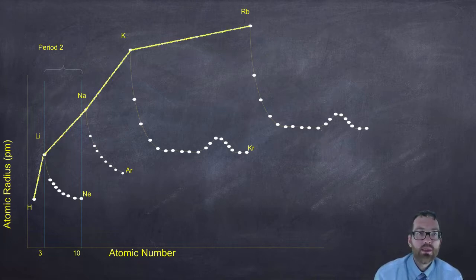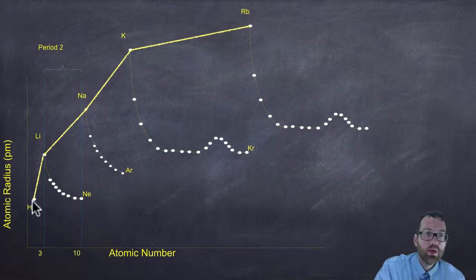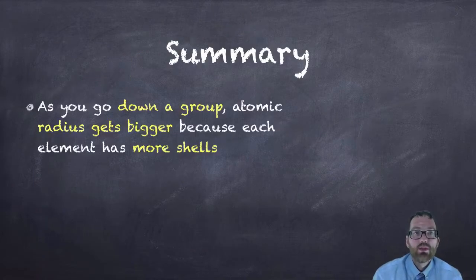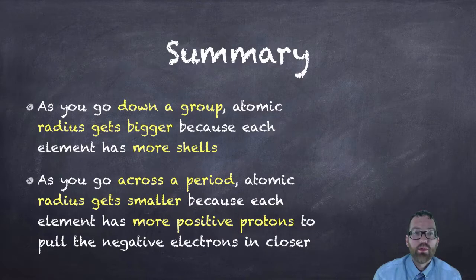Okay, this line I'm tracing here shows us the group trend. So this is group 1. As you can see, as we go down group 1, an increase in atomic number, the atomic radius gets bigger because each element has one extra shell compared to the element before. So remember, as you go down a group, atomic radius gets bigger because each element has more shells. And as you go across a period, the atomic radius gets smaller because each element has more positive protons to pull those negative electrons in closer.